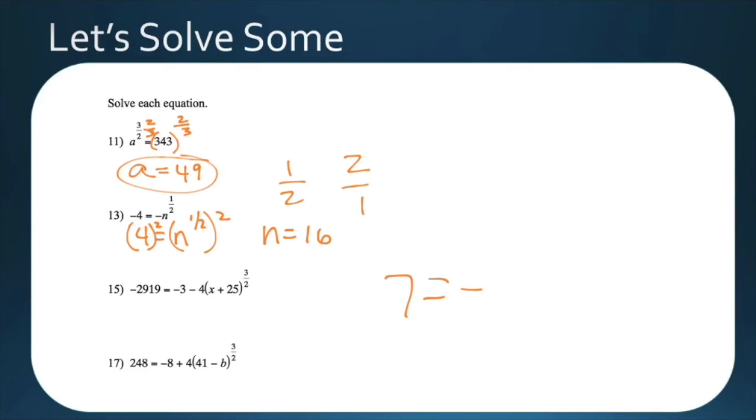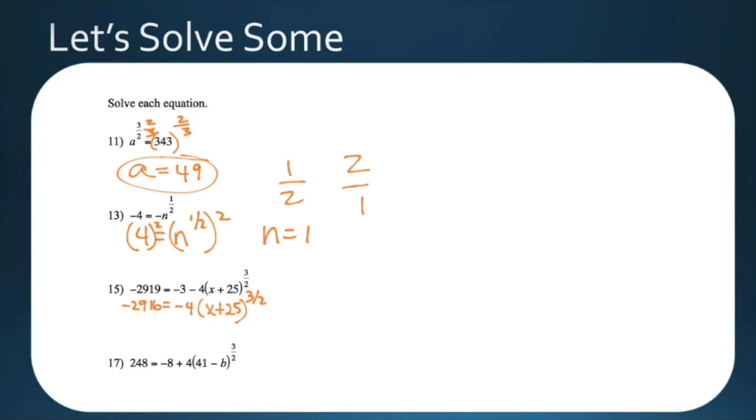No, you can't put together the -3 and the -4. We're going to add the 3 over here. What is negative 2,919 plus 3? Negative 2,916. Yes. Negative 2,916 equals negative 4 times x plus 25 to the 3 over 2.